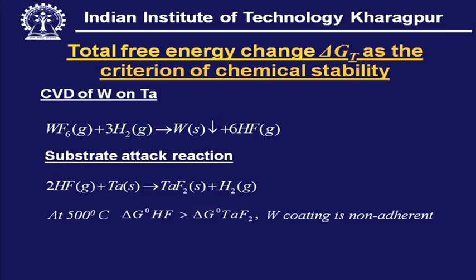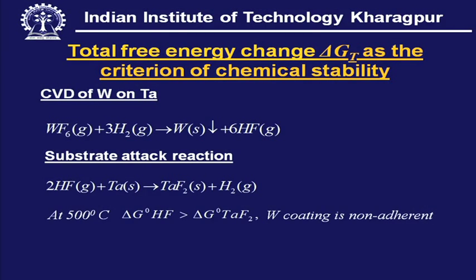Now, this is one issue one must consider. So far, what we have considered is actually the free energy of formation of a particular reaction product at the standard state. And we have shown that if this free energy of formation of the reaction product at standard state is less negative than hydrogen fluoride, hydrogen chloride or carbon monoxide, in that event the coating is going to be adherent. But if that is not the case, that means this reaction product has a free energy which is more negative than that of hydrogen fluoride, hydrogen chloride or carbon monoxide, in that case the coating will be non-adherent.